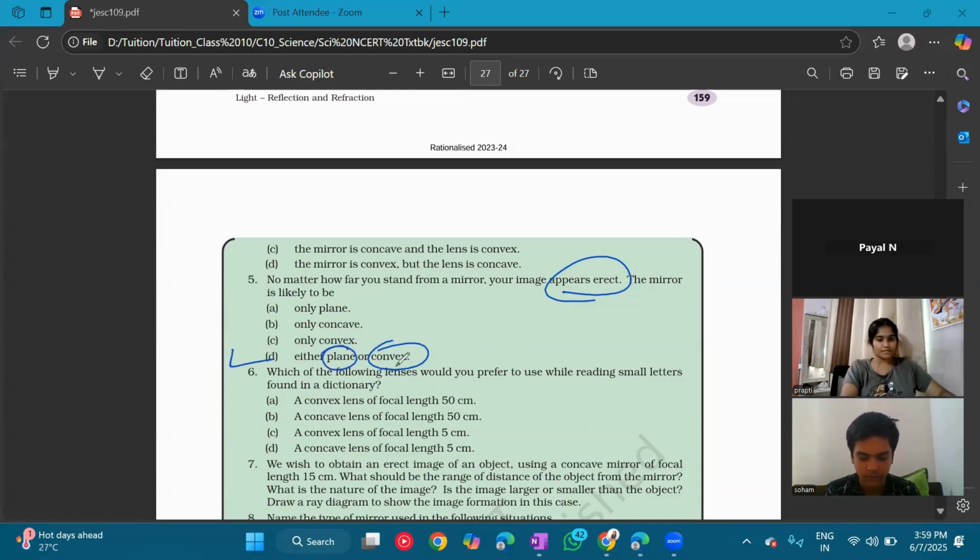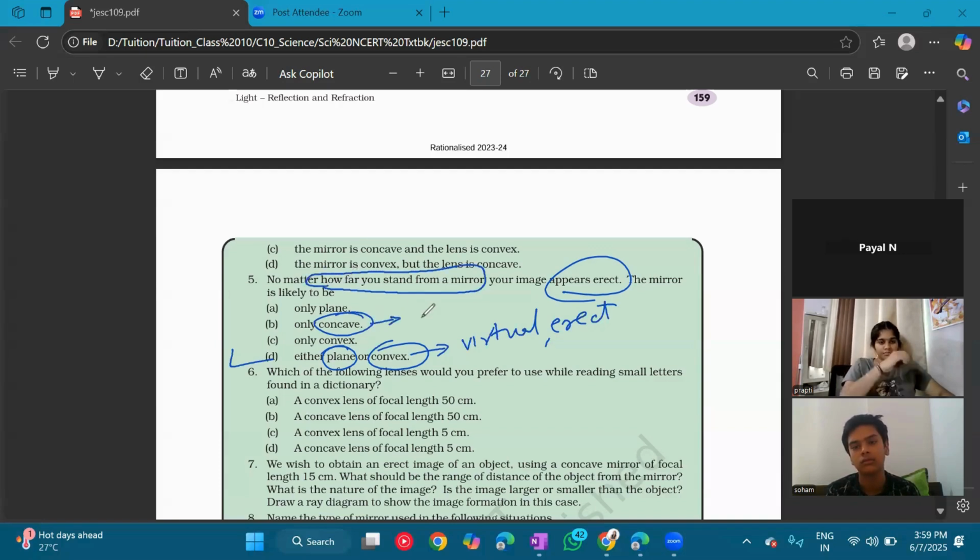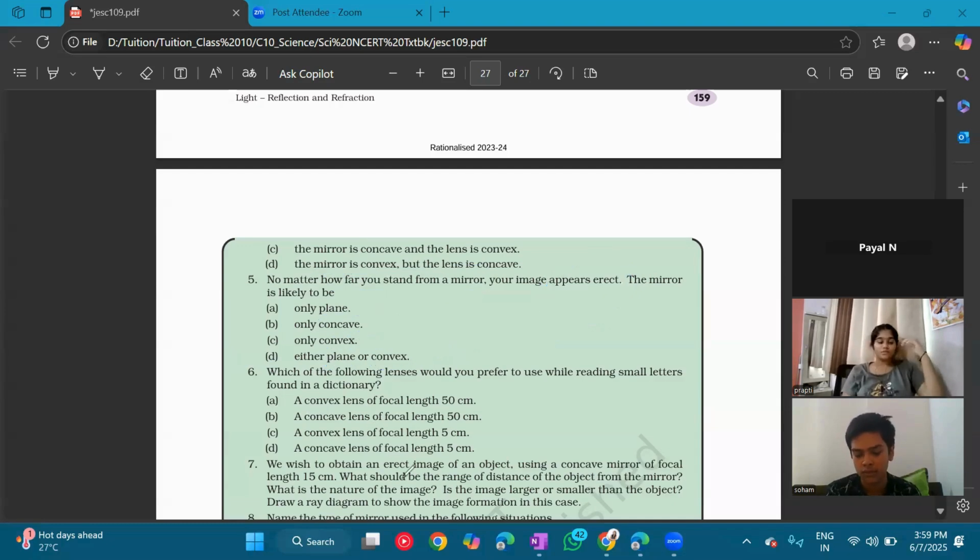Either the mirror could be plane or it is convex. Yesterday only we saw a convex mirror will be producing a virtual and an erect image. Understood? Because see, why it is not concave? Because what the question is, no matter how far you stand from the mirror, but concave में erect कब आएगा? Only when you are very close to the mirror, then only you will be getting the virtual and erect image, na? Just now only you answered the previous question. Okay?